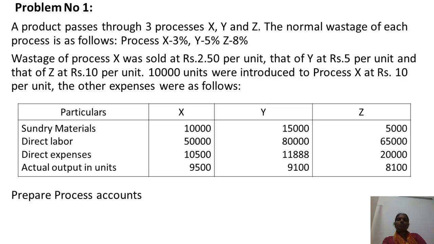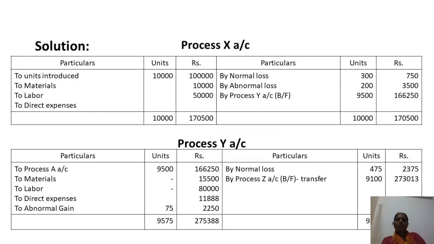On the debit side of process X we have to write how many units are introduced in process X. 10,000 units are introduced at the rate of rupees 10, so 10,000 into 10 is equal to 1 lakh. Then what are the materials used in process X? That is sundry materials 10,000 rupees, direct material 50,000 and then direct expenses 10,500.